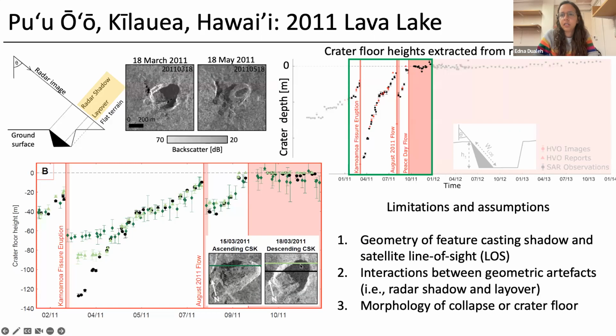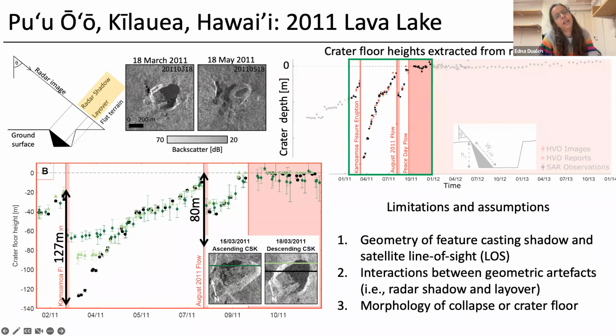Similarly, with this light green cross section here, you also get this plateau feature in the data set. And this is actually due to the interaction between the radar shadow and the radar layover from the other side of the crater. And when you get the interaction between these two features, you underestimate the actual depth of the crater. So until the crater floor has risen to a certain level, all the data points will cluster around like this.